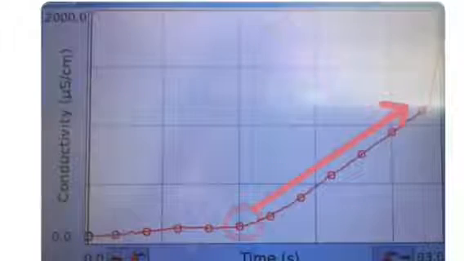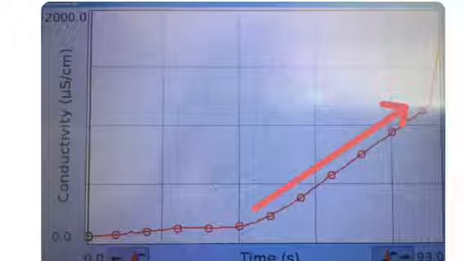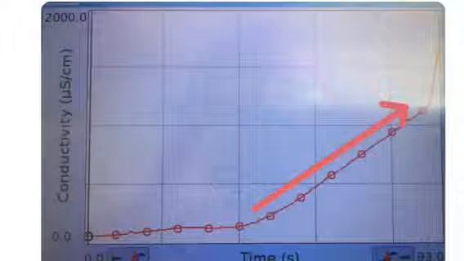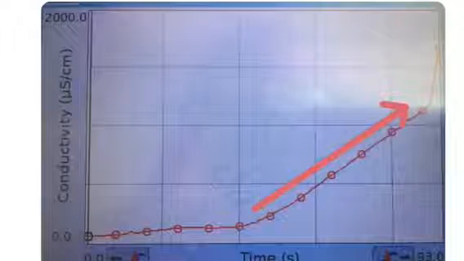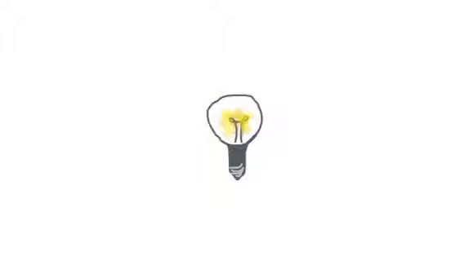Beyond the equivalence point, no barium hydroxide remains to react with the sulfuric acid, so added sulfuric acid increases the ion concentration, resulting in an increase in conductivity. This results in a steep rate of increase of the conductivity.